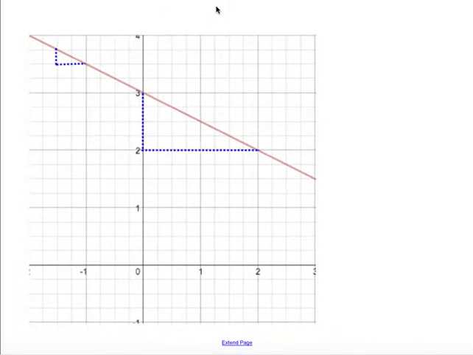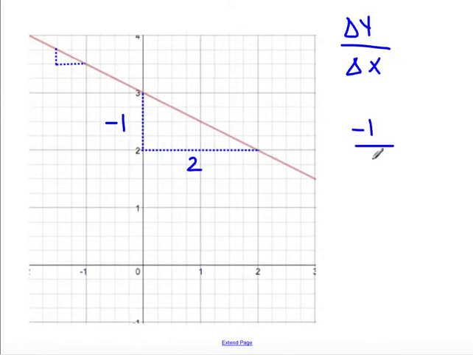So I'm just going to look at this big one right here, and it's going down from 3 to 2, so it's going down 1. And now this one, it's going from 0 to 2, so over 2. Again, we're talking change in y over change in x. So we have our change in y, which is -1, change in x, our horizontal change, 2, so our slope is -1/2.